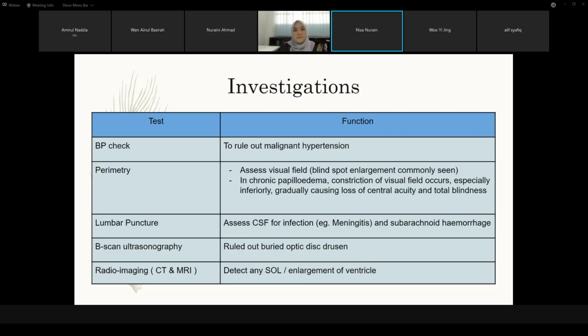total blindness. Then the lumbar puncture, untuk access cerebrospinal fluid for infection, for example meningitis and subarachnoid hemorrhage. B-scan ultrasonography to rule out buried optic disc drusen, and the radio imaging, which is CT scan and MRI, to detect any space occupying lesion or enlargement of ventricle.